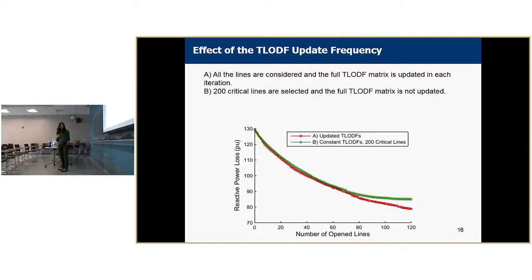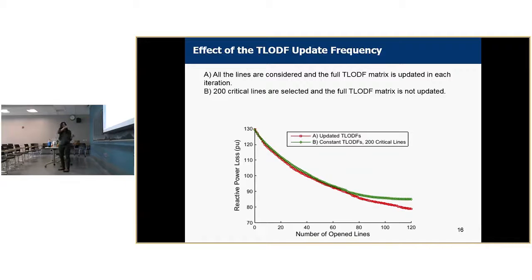So yeah, this is the figure that I was mentioning. Just to give us some idea what should be the update frequency for our algorithm, we ran 2 scenarios. The first one, which is the red curve in the figure, is where you update the TLODF each time, so it's like the full calculation. And then the green one is where you don't update the TLODF at all. You just calculate it once, and then you select the 200 lines that are the best, and you just keep using those.